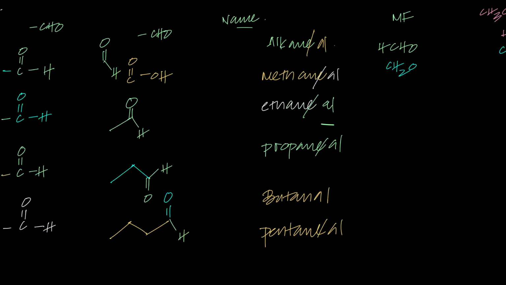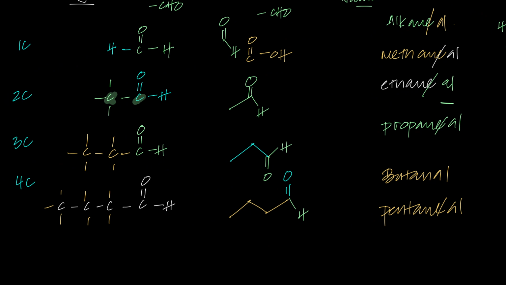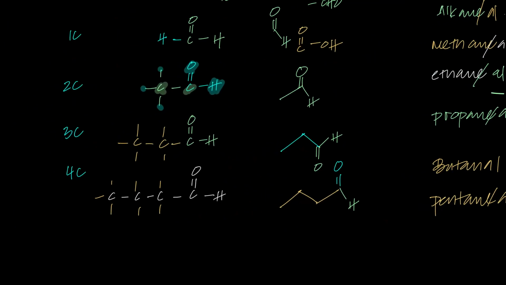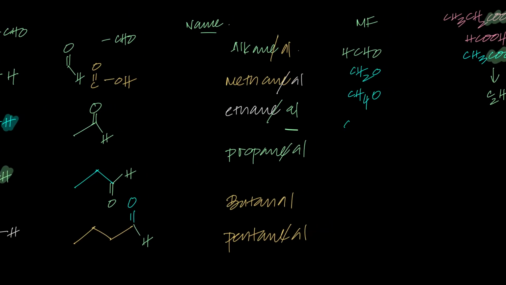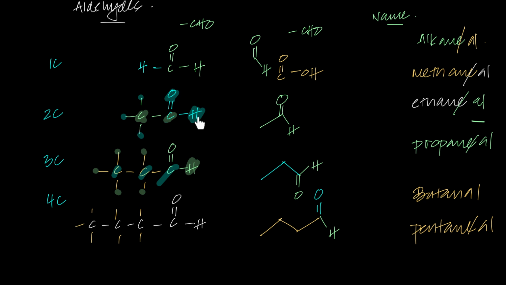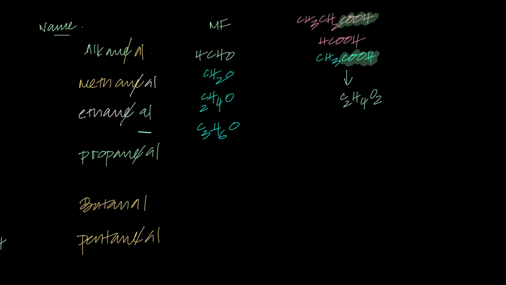Then if you were to write a 2-carbon aldehyde, how many hydrogens do you have? 1, 2, 3, 4. So 2 carbons, 4 hydrogens, and 1 oxygen. Then a 3-carbon aldehyde: 3 carbons, 1, 2, 3, 4, 5, 6 hydrogens, and 1 oxygen. Oh sorry, you have 2 carbons here, so why have I written CH4O? It's C2H4O. So what you realize is you start to see a trend.